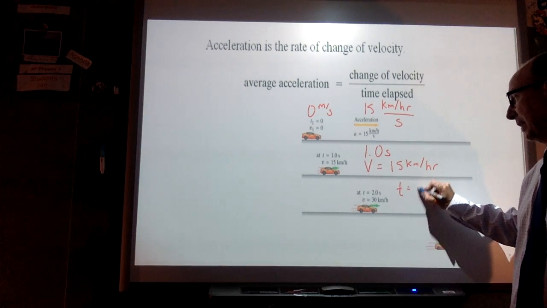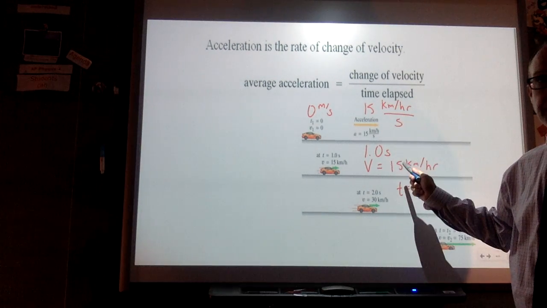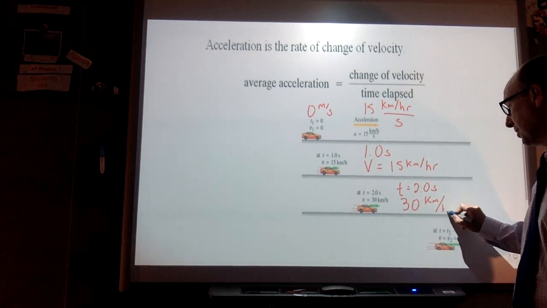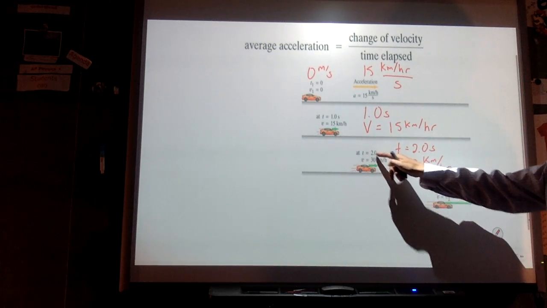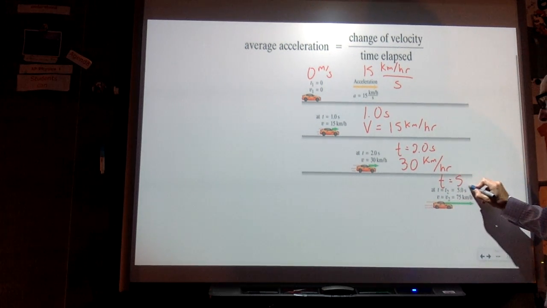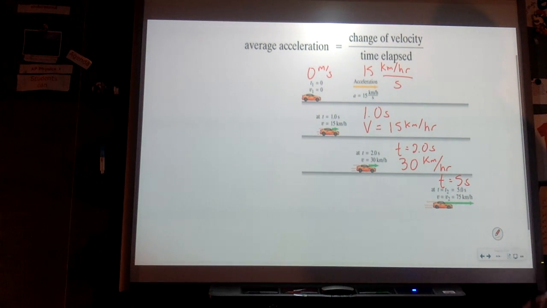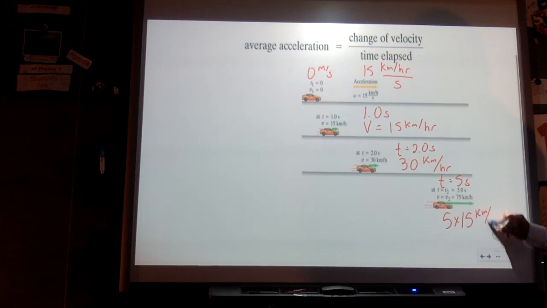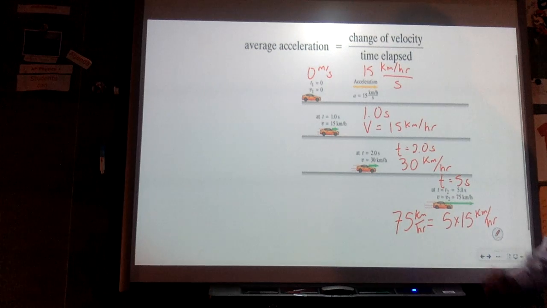At t equals 2 seconds, so 1 second later, its velocity will have changed by an additional 15 kilometers per hour. So now it's at 30 kilometers per hour. And in the final picture, they go from 2 seconds to 5 seconds. So now it has changed by 15 kilometers per hour 5 times. And so now it would be 5 times 15 kilometers per hour. And that's going to be 75 kilometers per hour.